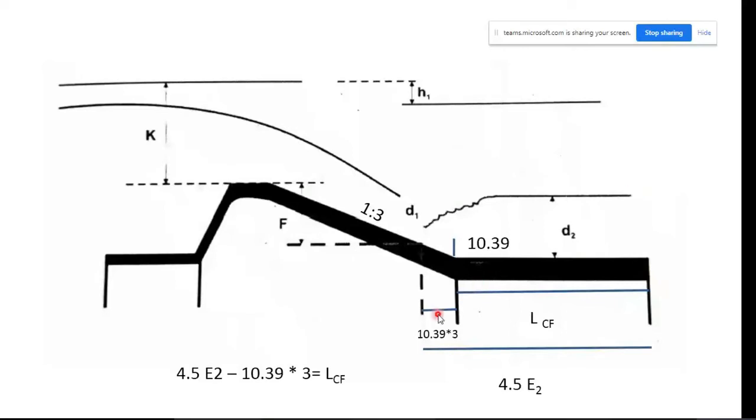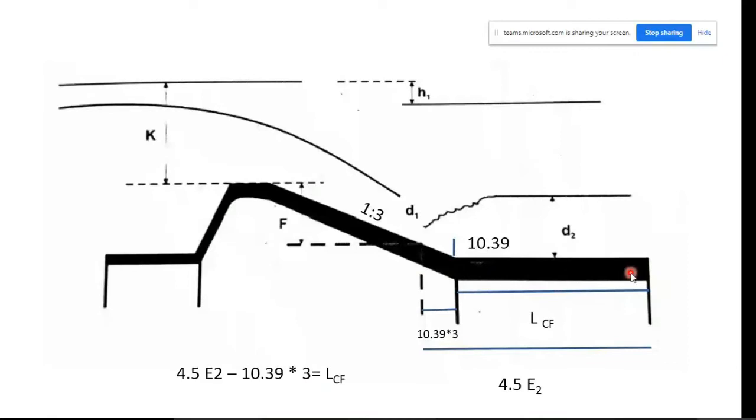If it is some distance downstream of the toe of the glacis, the length of concrete floor required can be calculated as 4.5 times E2 minus 10.39 into 3. This will give us the floor length required downstream of the glacis.